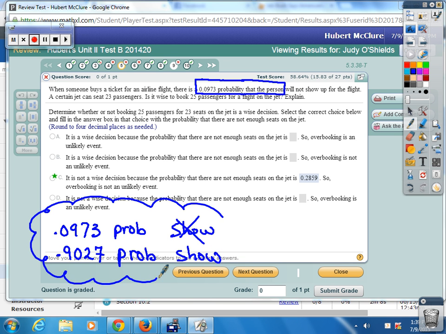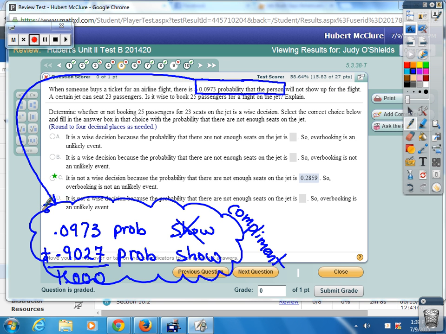Now somebody tell me what that is. Complement, Hubert. That's right, class. The complement of what? Well, what's the complement of not showing up? And what's the complement of 0.0973? Because they both equal what? If you add them together, they equal what? Which is the maximum probability. Okay? So that part of the question gives us that.